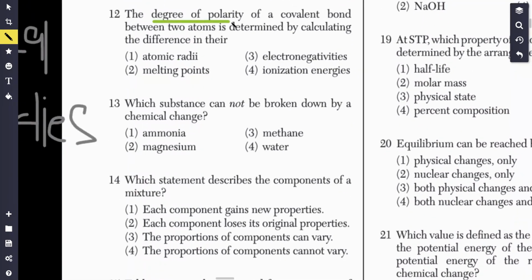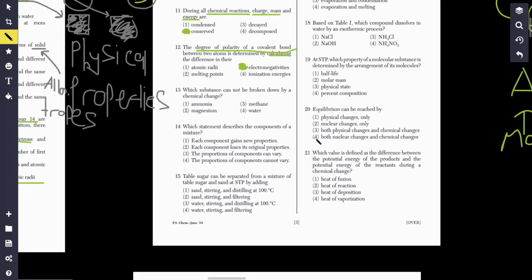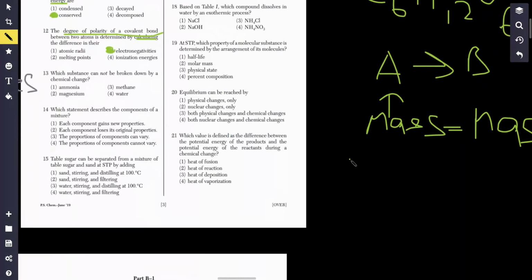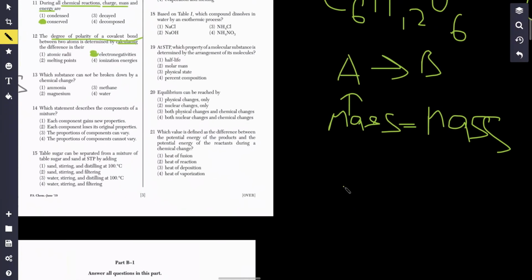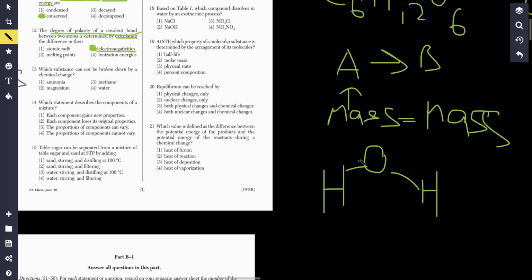All right, degree of polarity is by calculating the difference in their... All right, that's just going to be electronegativity. You should know this, but this is a very important concept. The degree of polarity basically just tells you the difference in their electronegativity. So remember, electronegativity basically tells you how attracted an atom is to an electron. Okay, so the level of attractiveness an atom has for an electron, and specifically when it's in a chemical bond.